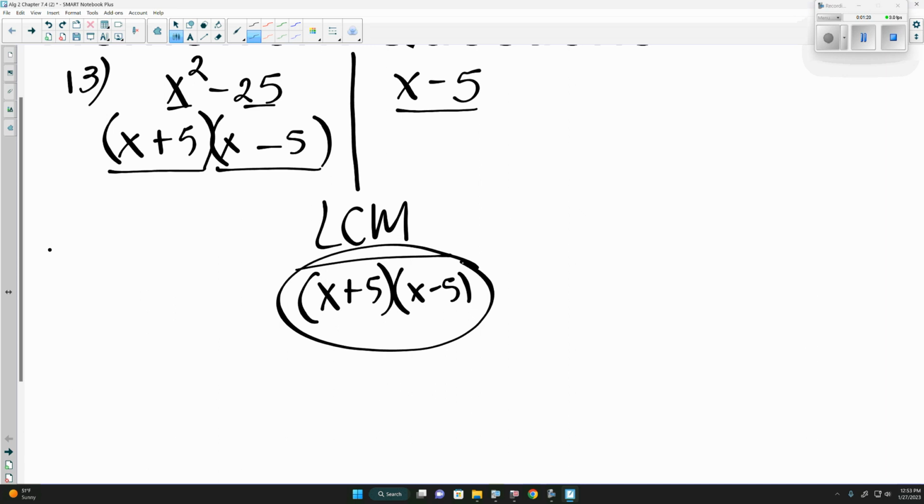So even though they both share the x minus 5, the least common multiple is going to be x plus 5 times x minus 5. We'd have one of each. That one is a little tricky because the whole other term is already listed in the other one. So it seems a little weird, but that's really it. Any other questions over the homework?